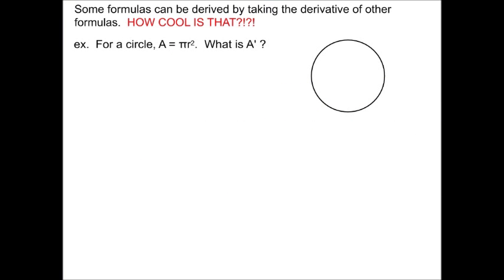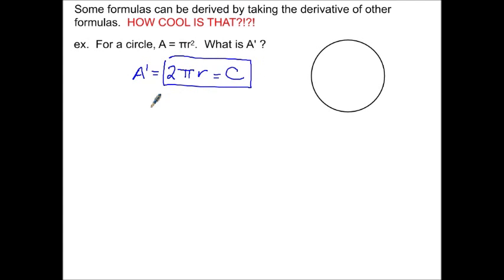Just in case you didn't get the hint from the last slide, some formulas are derived by taking the derivative of other formulas, and I just think that's totally super cool. For example, let's take another one. For a circle, area equals pi r squared. Well, what's A prime? The derivative of area should be pretty quick. Pi is of course a constant, so I just bring the 2 out in front, multiply it by pi, and get 2 pi, and then my r squared drops by 1, becomes an r. Hopefully you very quickly recognize that as circumference.